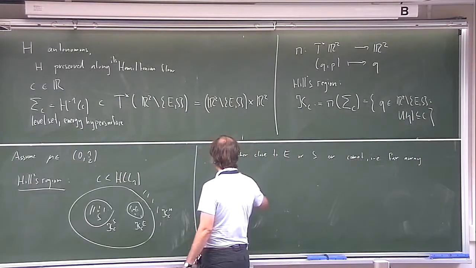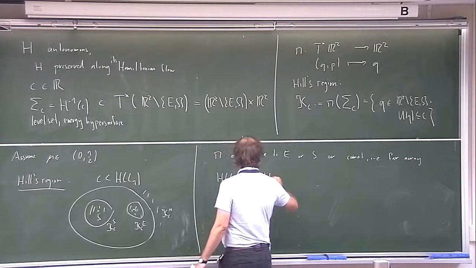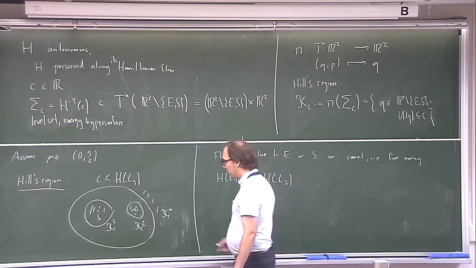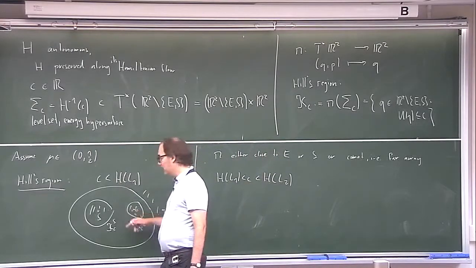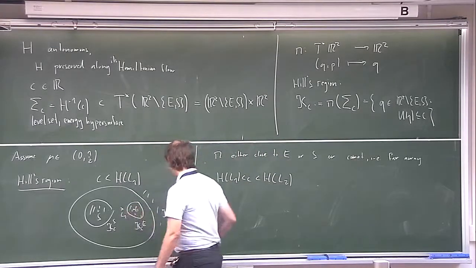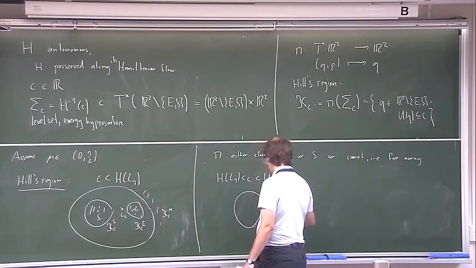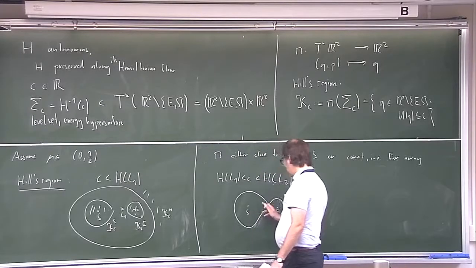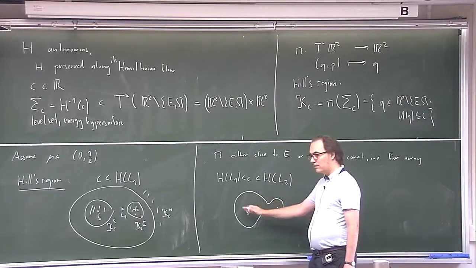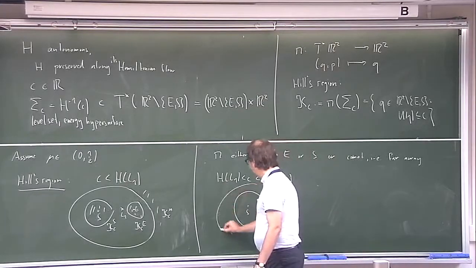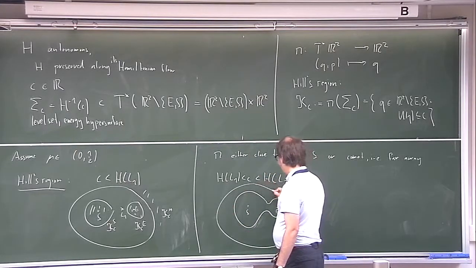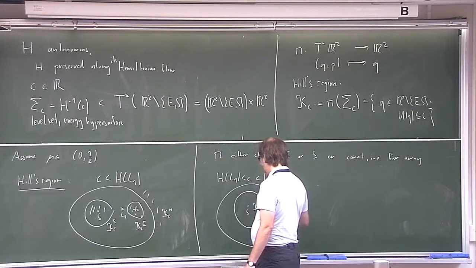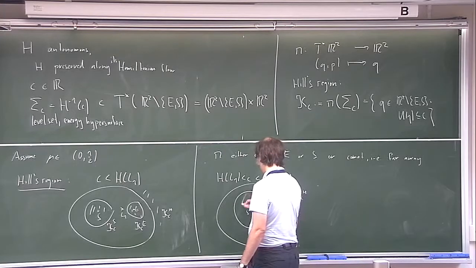And then if C is between HL1 and HL2, then what happens is there opens a neck here. So here is L1. So we get now one connected component containing S and E, and still some unbounded component, K, S, E, this.